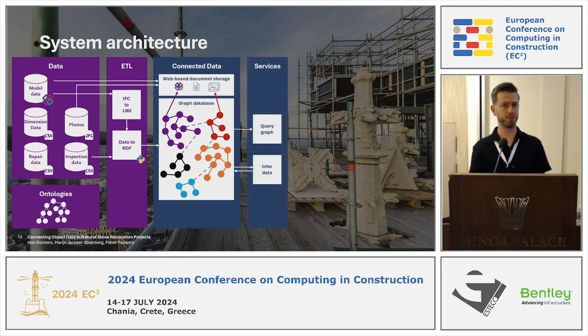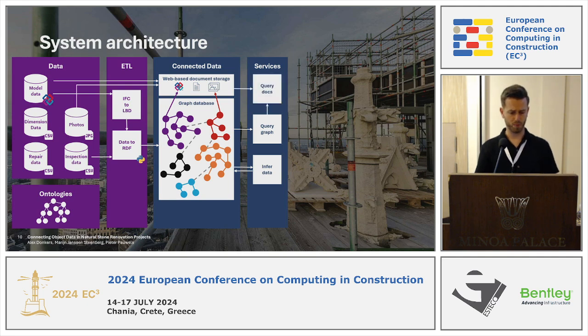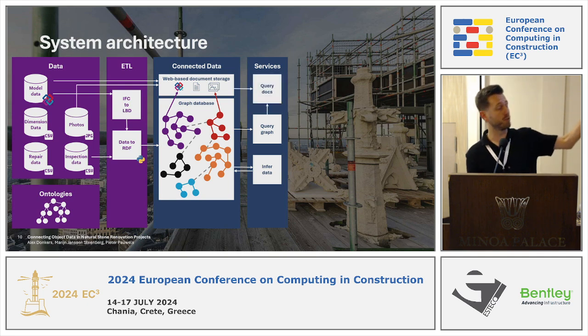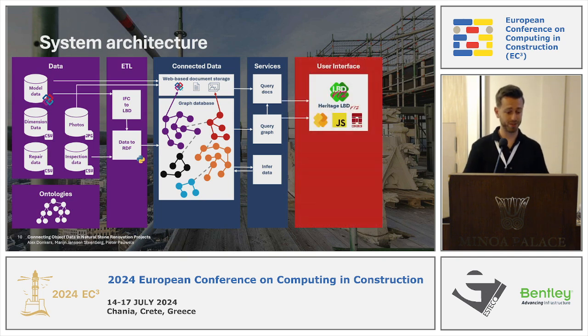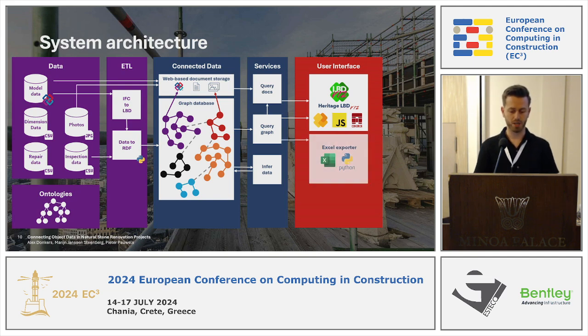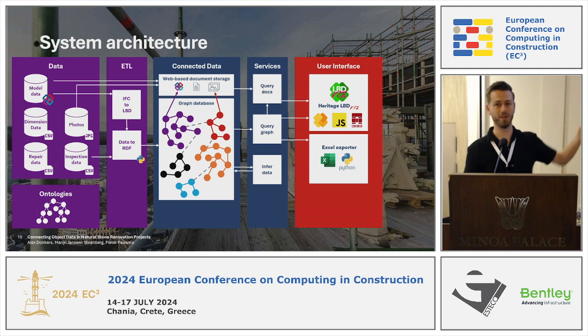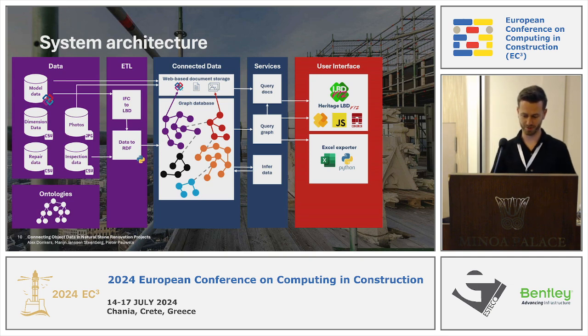We had a layer of services, so we were able to query data and do inferencing on the data so we could reason. And based on the queried metadata from the graphs, we were then able to automatically query the right documents from the document store. This was all implemented in a user interface, which is called LBDviz, or Heritage LBDviz, which is based on IFC.js and Communica. And we also built an Excel exporter because these people like Excel sheets. And now they manually fill in Excel sheets all the time, while we could actually export everything in one Excel sheet, so it was very convenient for them.